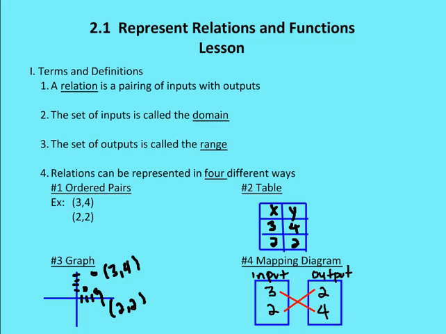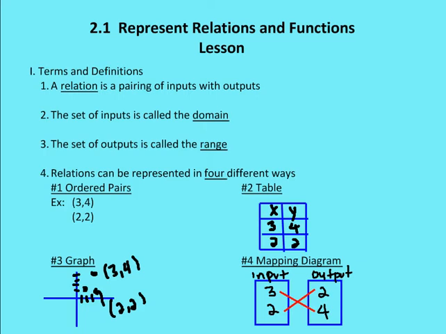Okay, let's define what a relation is. A relation is just a pairing of inputs and outputs. So I have some input, I put in something, I get some output. So the relation is just that relationship between the input and the output. I go to a soda machine, I put in some money, and I get a soda out. So that pairing of input, doing something, and then getting something on the back end as a result, that's the relation. The set of inputs is called the domain.